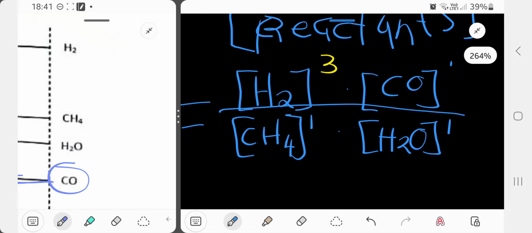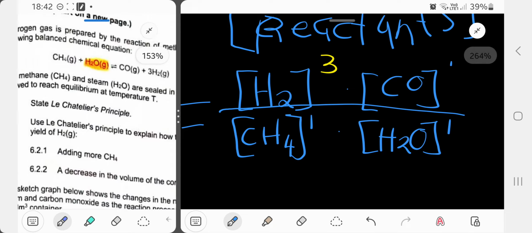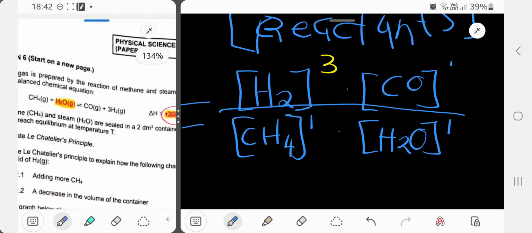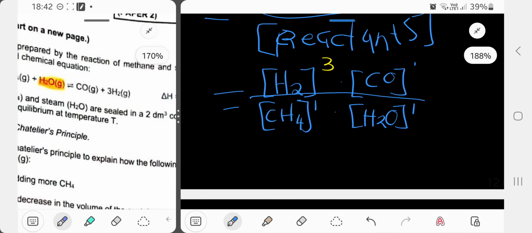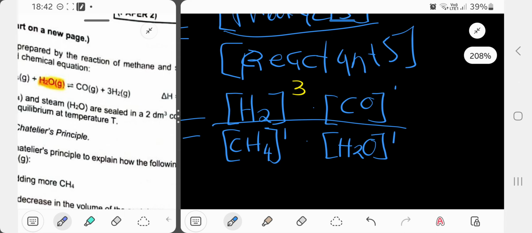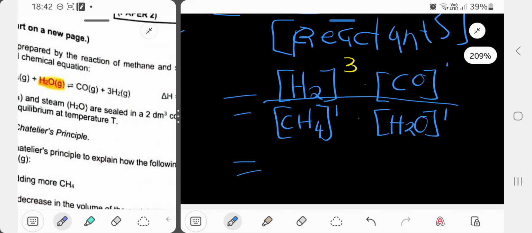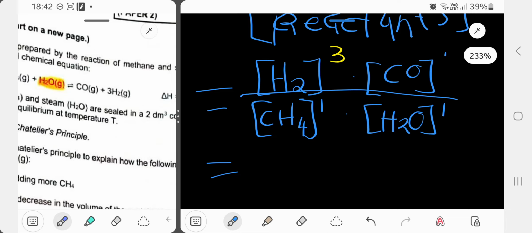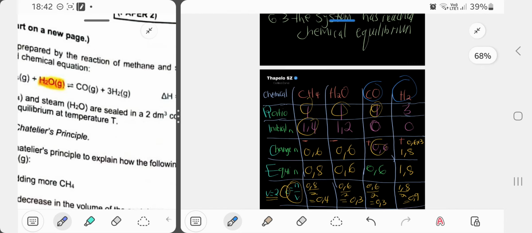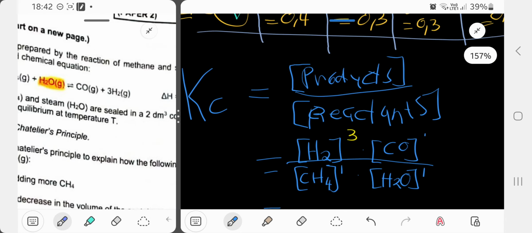And something to note, in this case, all of these were gases. But remember, in Kc we only regard the gases and aqueous solutions. So if you have a liquid or a solid, its concentration here is going to be 1. So that's just something to keep in mind. And then definitely here we have hydrogen. So hydrogen, we just got it. We said it's 0.9.